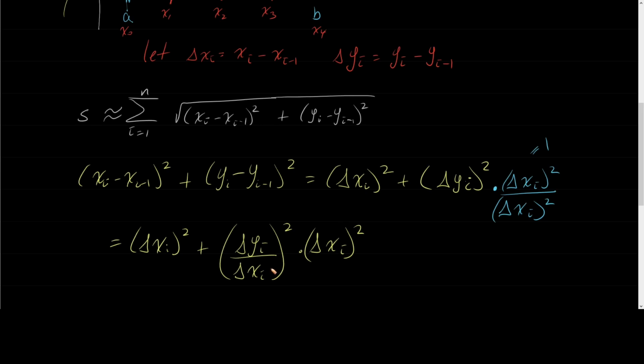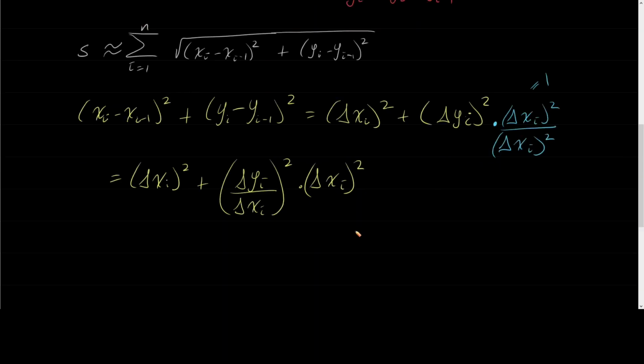Okay, now, the next thing. I see both of these have a delta x sub i squared. So I'm going to factor that out. So if I factor that out, what do I have left here? Well, I'm left with 1 plus delta y sub i over delta x sub i, squared.